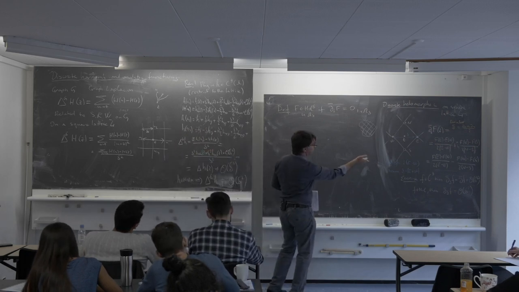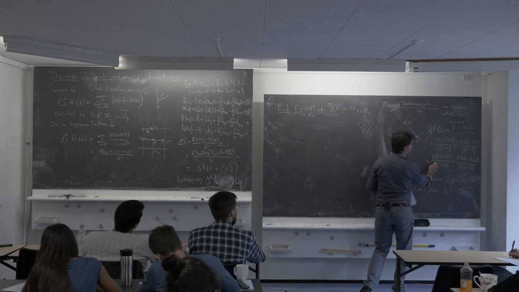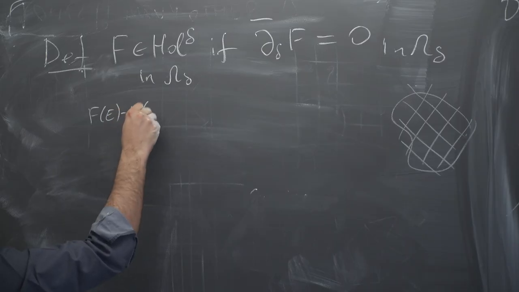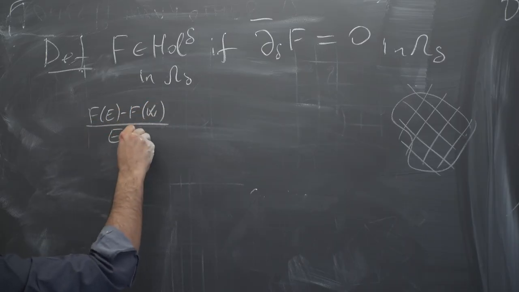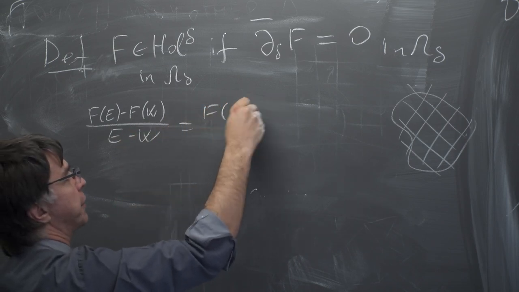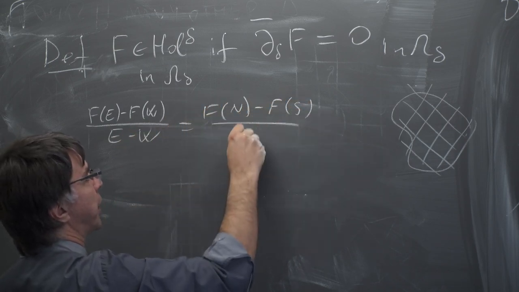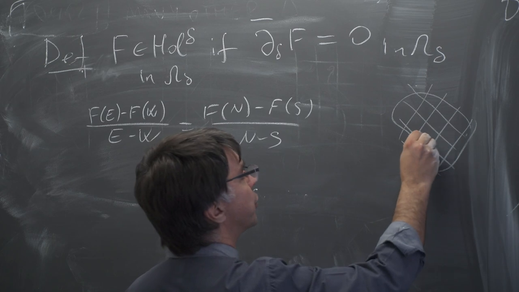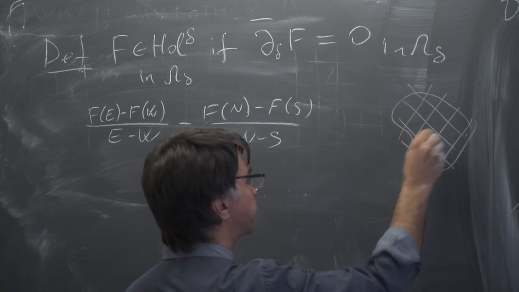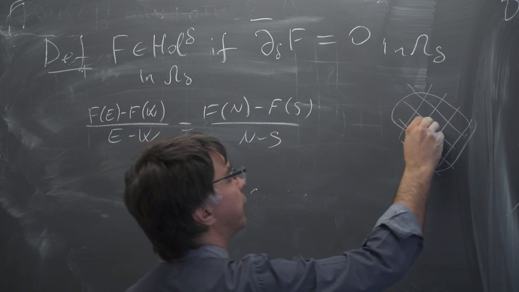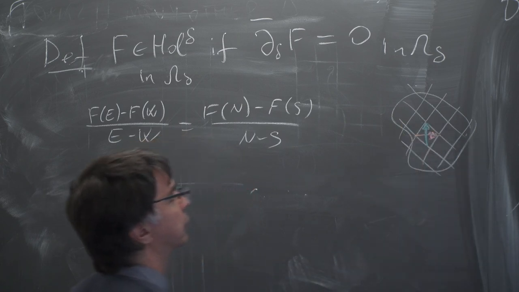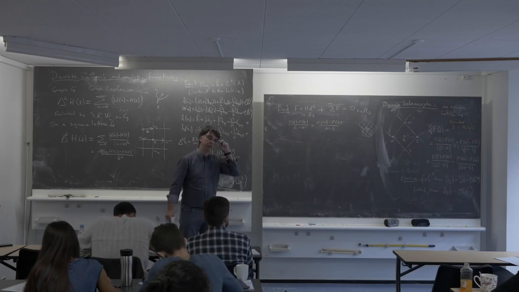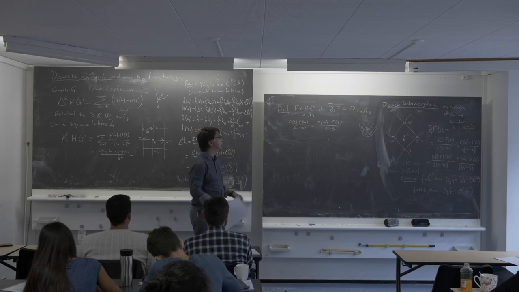Which means, if you unwind this definition, f of east minus f of west over east minus west is equal to f of north minus f of south over north minus south. So it's exactly that: the horizontal derivative is equal to the vertical derivative. So the function has a complex derivative, the same as with the usual functions. It doesn't matter in which direction you differentiate.